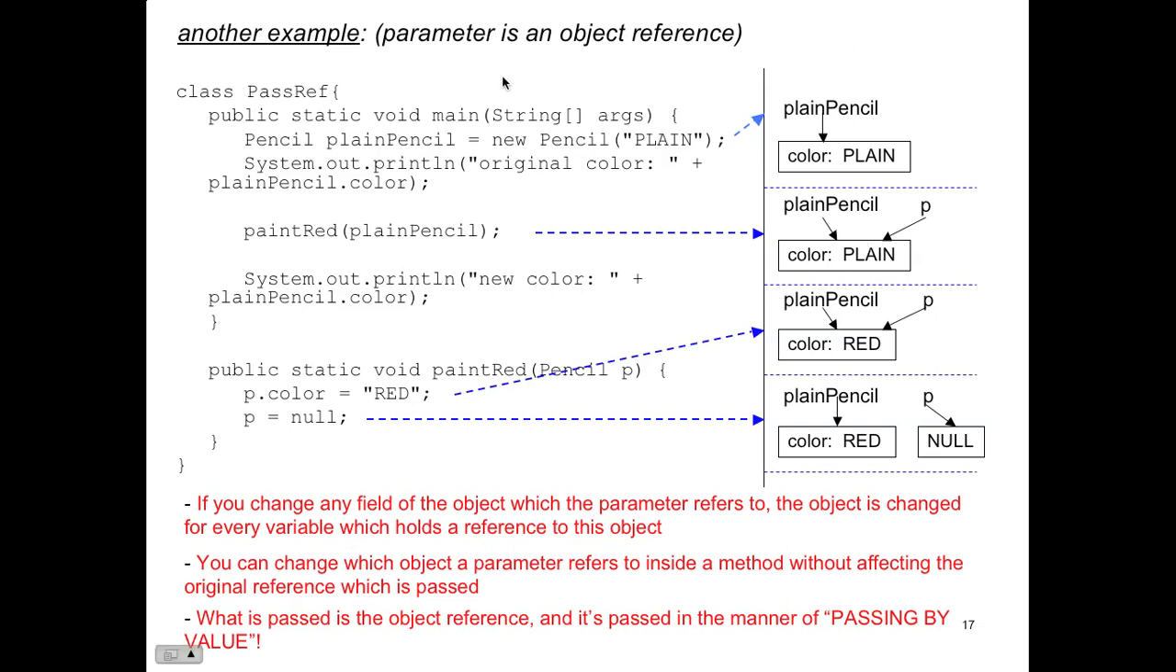So here's an example of parameters as object references. Don't worry about it if you don't get this at this point. We're going to go through it again with another example. But here we have color plane, that gets sent as a value. And then we have painted red, paint color. So it's using that, and then we're setting it. So you can change the fields of the object, so the object the parameter references has changed.